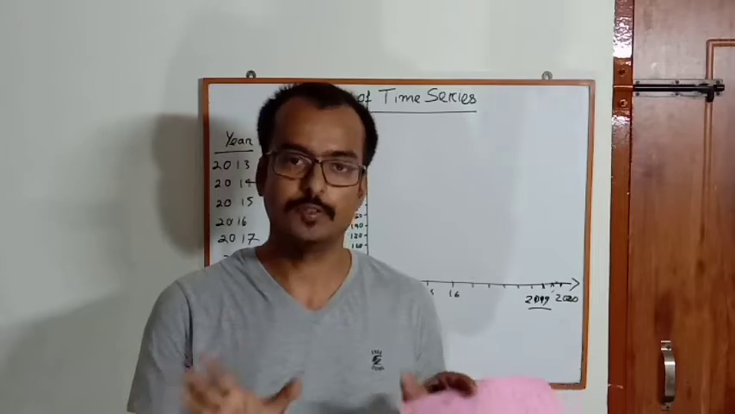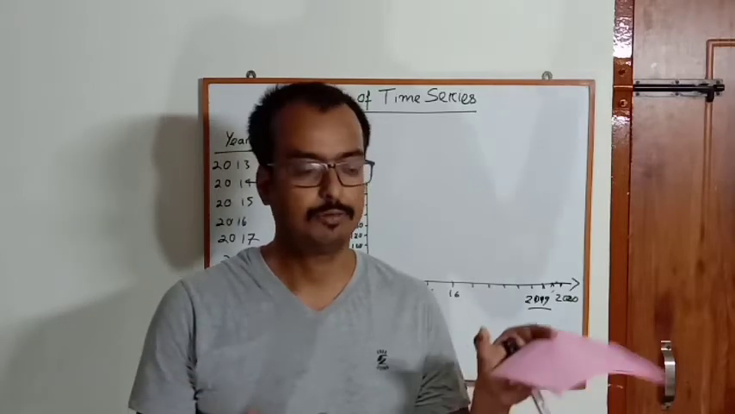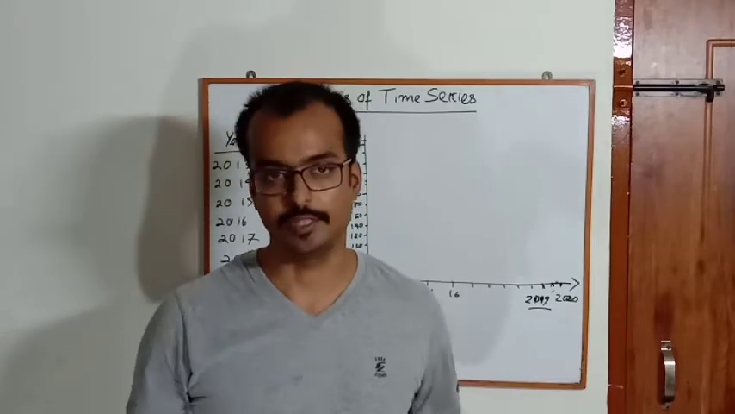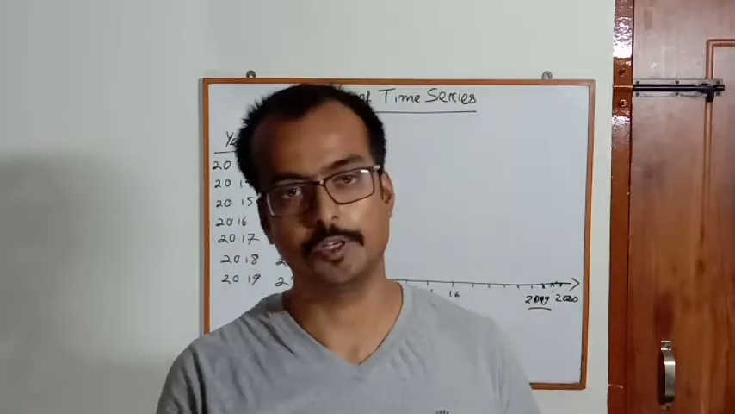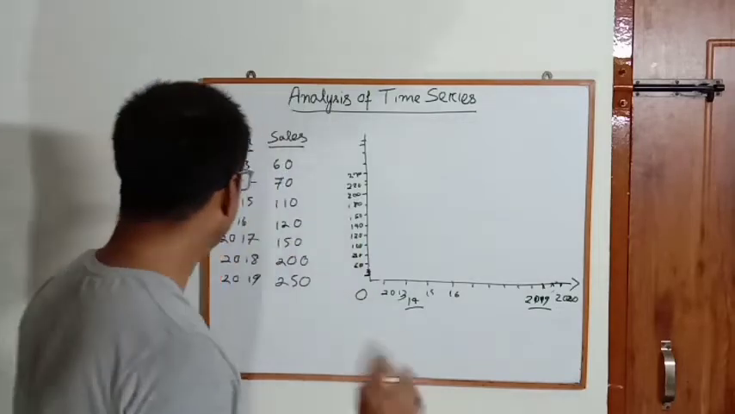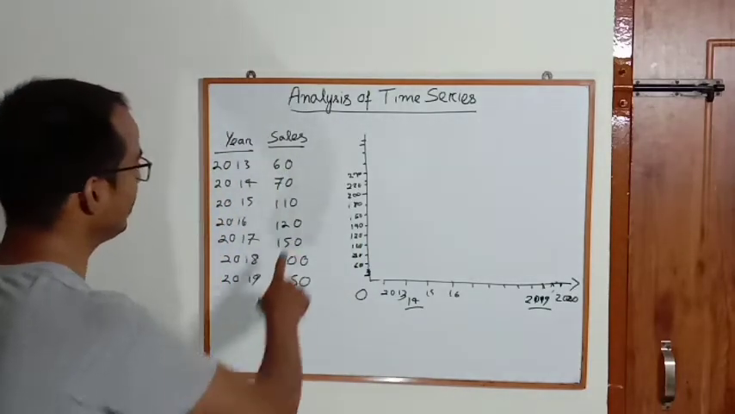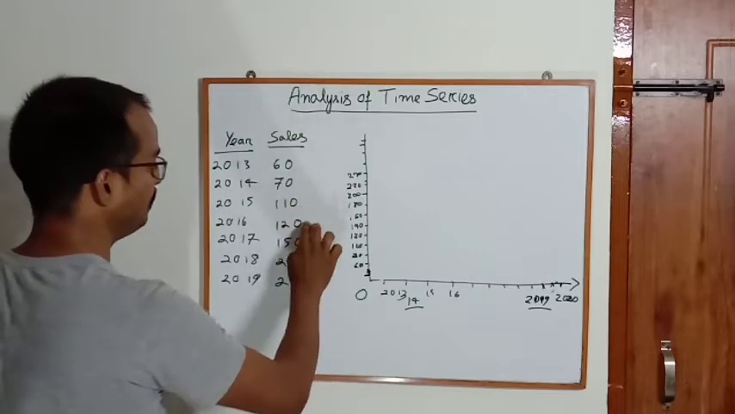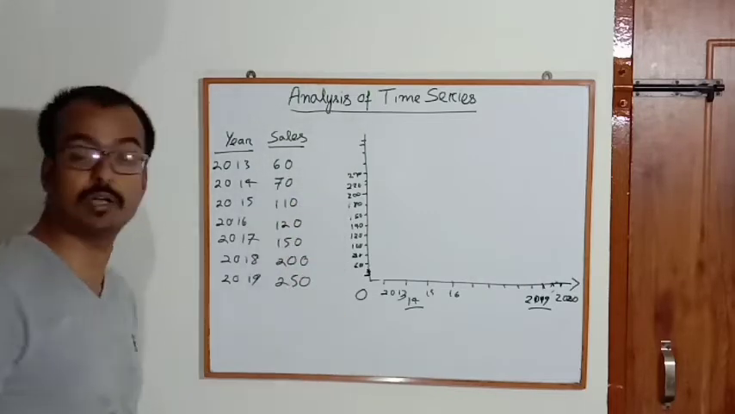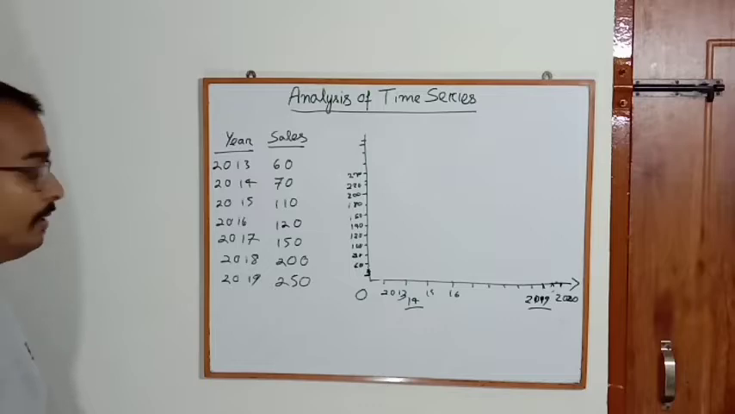Distribute the total years 4, 4 and proceed. That you can do. Or 6 years, distribute 3, 3. You can proceed. But I have taken a complex situation. Here, the number of years is 7: 1, 2, 3, 4, 5, 6, 7. Now, how can you distribute? That will be a problem.